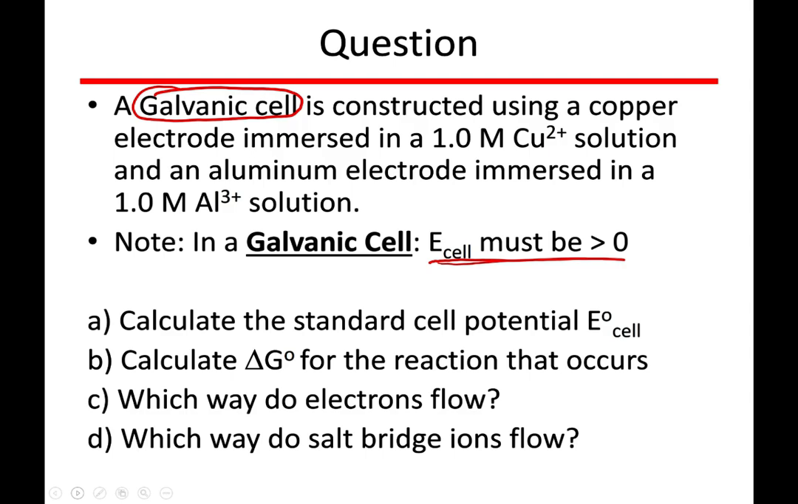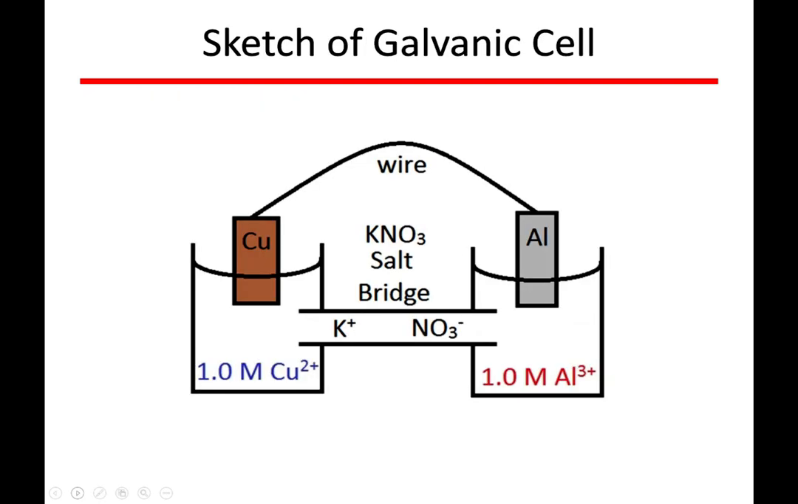The first thing that we can do is take a look at a sort of crude drawing of the cell just to get a visual of what's going on. I find it really helpful to have visuals of things. So this is a sketch of our cell. We have a beaker in which we place a Cu2+ solution and a solid piece of copper. We have a second beaker that contains our Al3+ solution and a solid piece of aluminum.